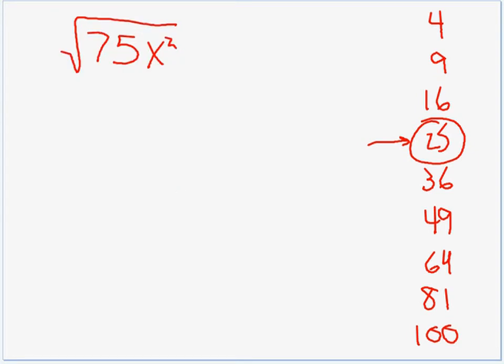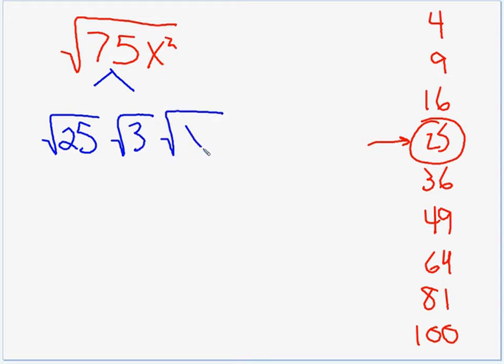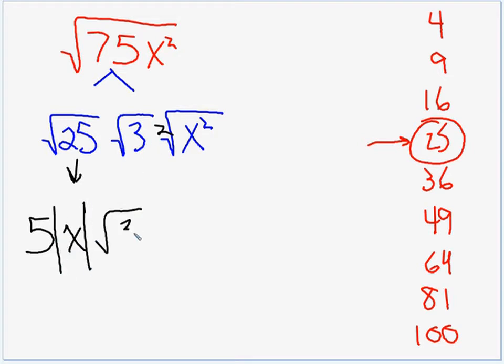75, you know that's divisible by 25, so I know that's going to be a square root of 25. And what times 25 is 75? Well, that's 3. And then we have our x squared also under its own radical. So the square root of 25, that's a 5. The square root of x squared, that'll come out as an x, but don't forget the absolute value bars to ensure it's positive. And then we have our radical 3.